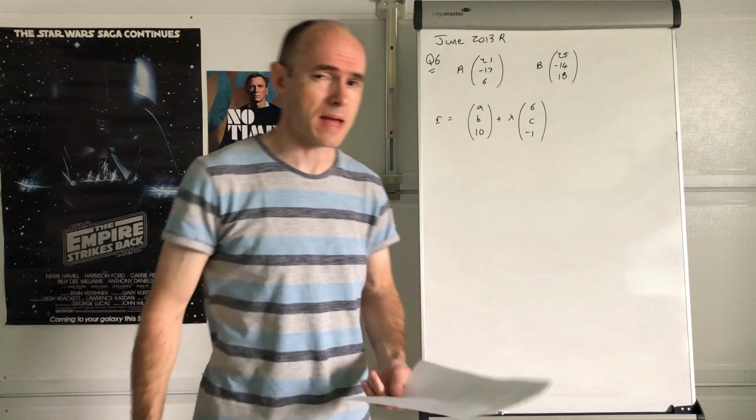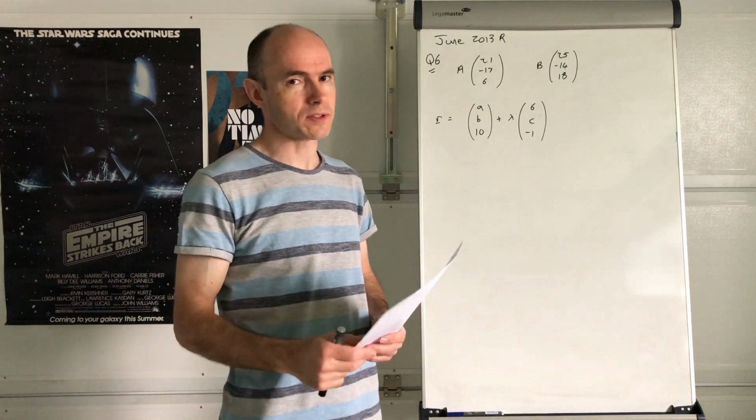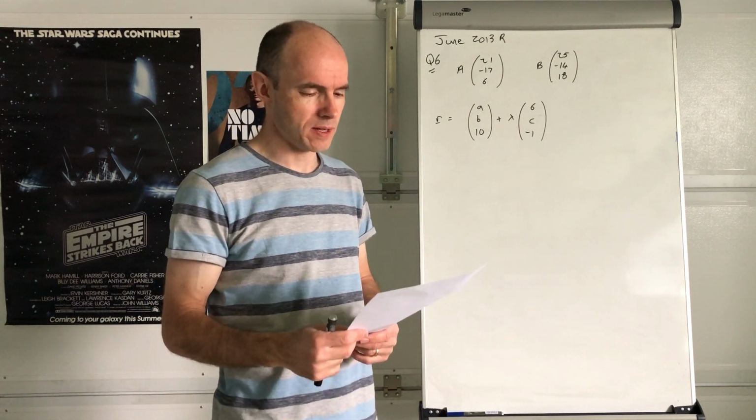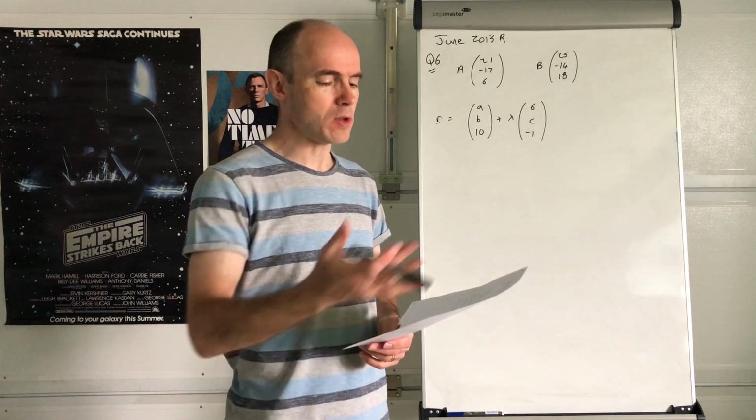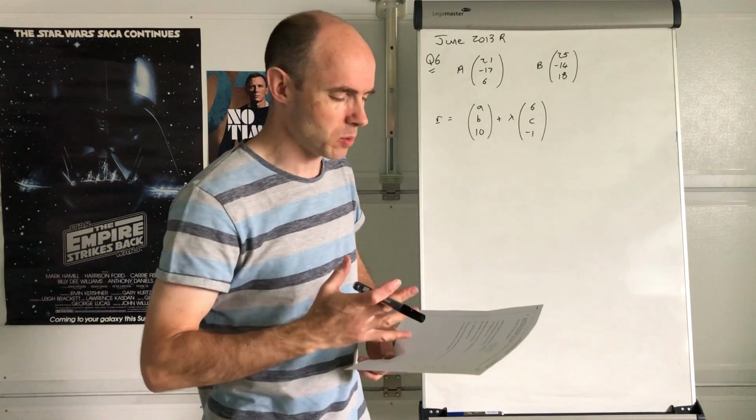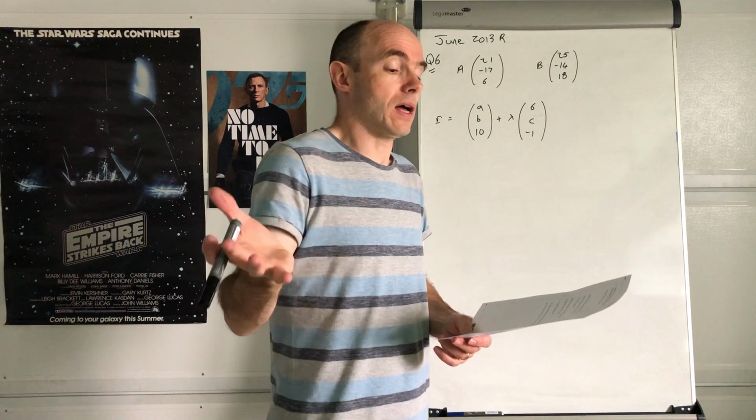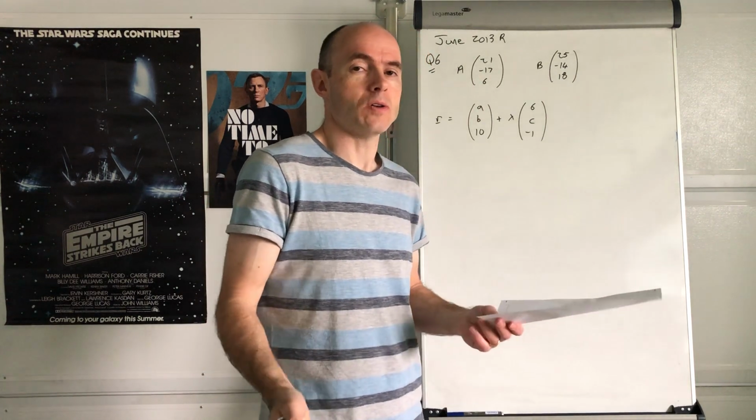Hi, so this is an exam question. It comes from June 2013, it's paper R, the regional paper, okay? This is question 6. Now, when you read through the question, you might get a bit daunted and think, how do I even start this? What's going on? How do I do this?